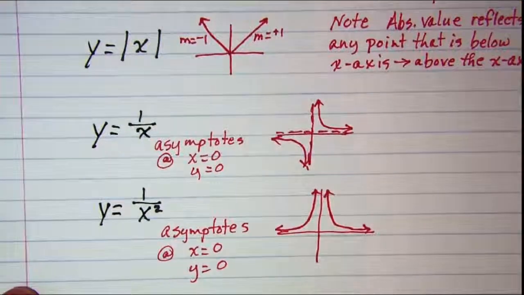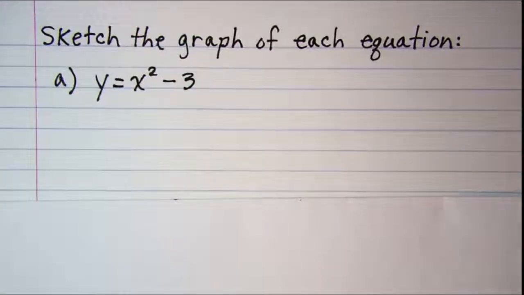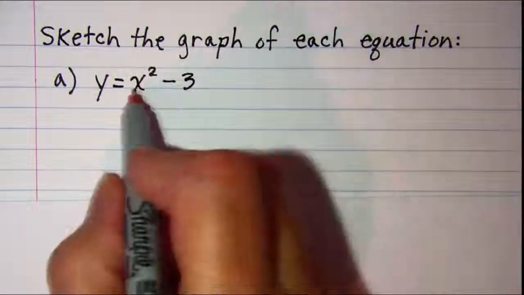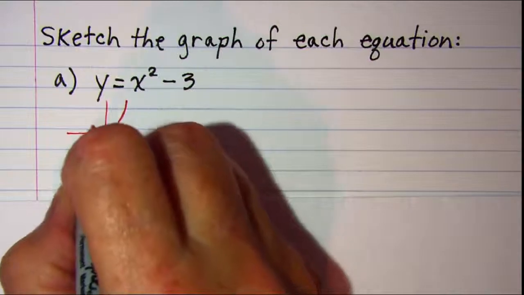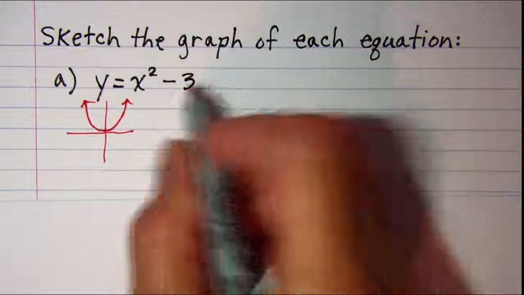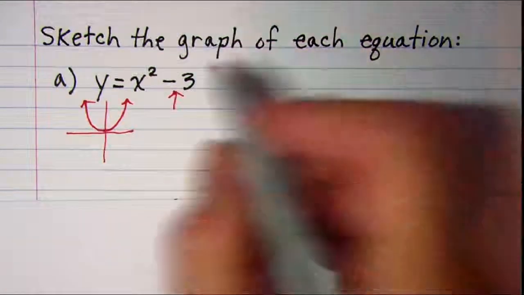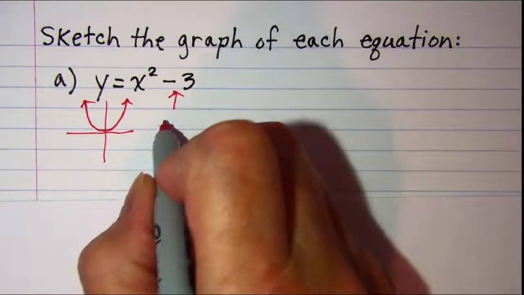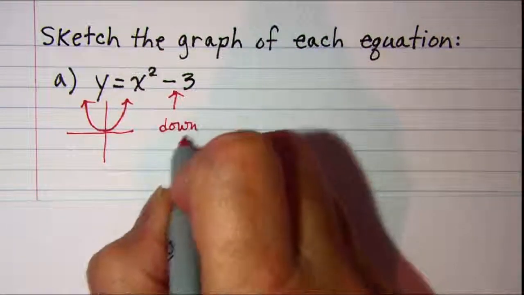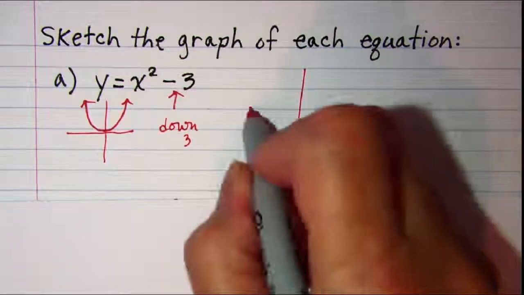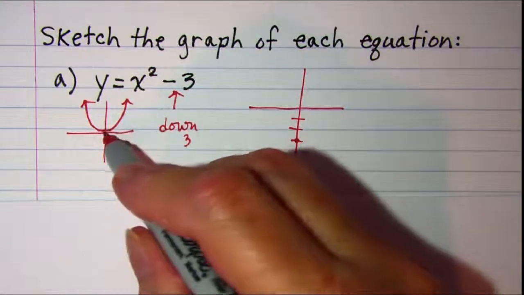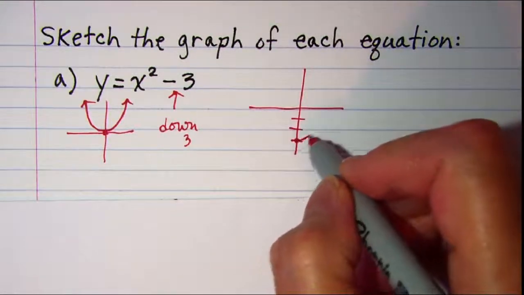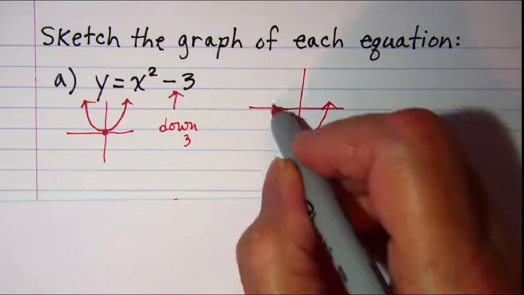Now let's do a few transformations. If we were to graph this one, we know that y equals x squared is the both arms up. And then this minus 3 part makes the graph go down 3. So we could sketch the graph. It would have its vertex that would normally be at the origin. It'll be down here at -3.